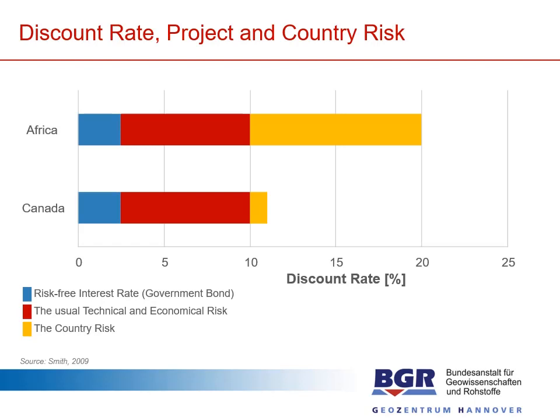And on the other hand side, you can have projects in, I know Africa is a continent and not a country, but in the majority of countries in Africa, you have the same risk-free interest. You usually have the same technical and economical risks, but you have a higher country risk due to instabilities, risks in general associated with the country. And this increases the discount rate, which in turn has very big impacts on the calculation of a net present value and on the mining project itself, about the parts of the mine that are mineable and the other parts that have to be considered a resource and not a reserve.